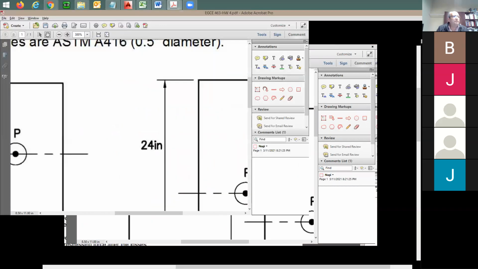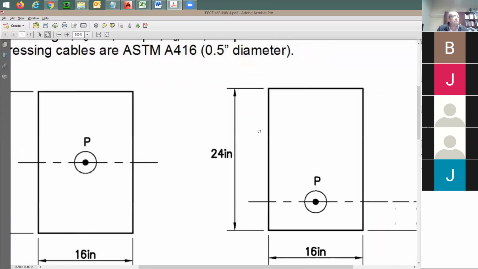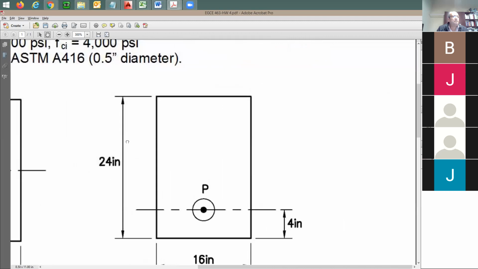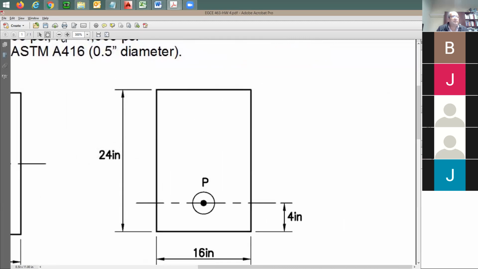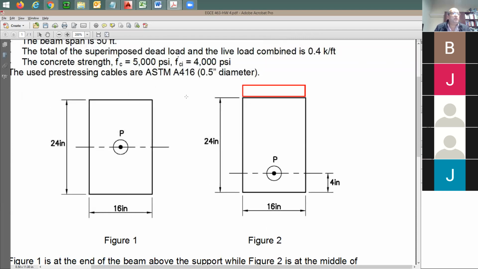Let me draw it here for you. Here's a double T or the beam, and here's the concrete topping. I'm going to make it this way. Okay? I'm going to draw here some lines so that we know which section we're talking about.